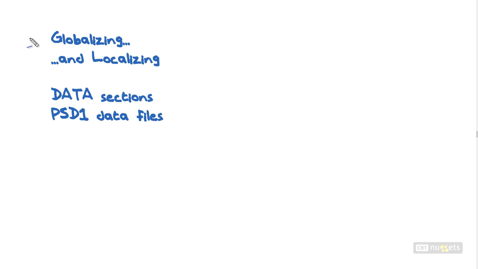So let's start by quickly defining the words globalizing and localizing. Globalizing is the act of writing program code that is capable of adapting itself to different cultures or languages. Localizing is the act of taking that globalized code and actually creating translations for other cultures or languages. And in PowerShell, you do that by using data sections in your scripts, your functions, or modules, and supporting those with PSD1 data files that contain the translations into different cultures and languages.